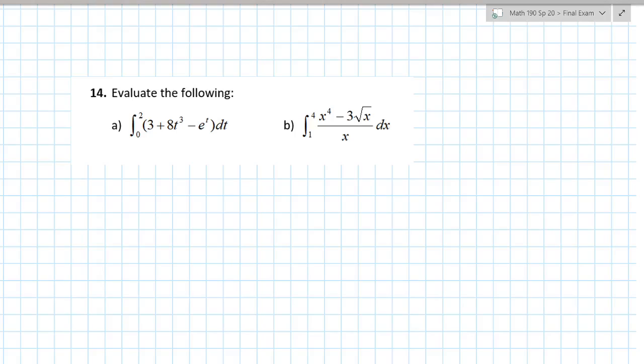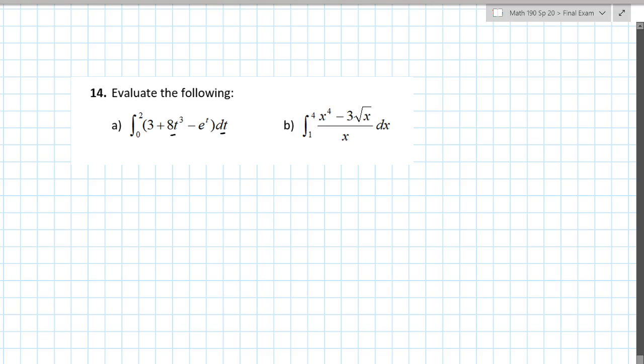We want to take the definite integral of 3 plus 8x cubed minus e to the t dt from 0 to 2. So notice that our variable is t here, and our variable is t here. Those match. So we're integrating this function with respect to t. This is a pretty straightforward integral. We just need to know the fundamental theorem of calculus part 2.